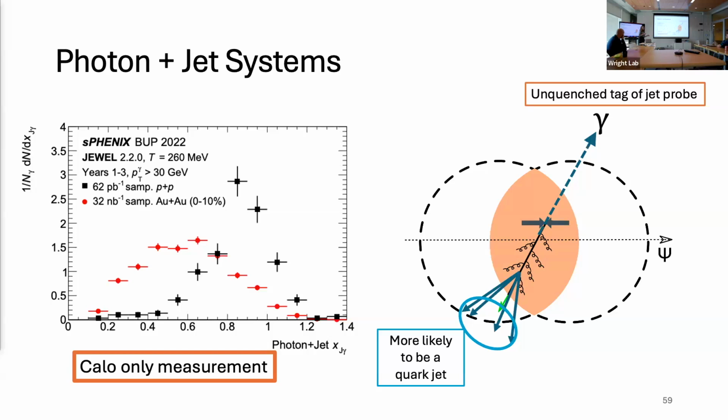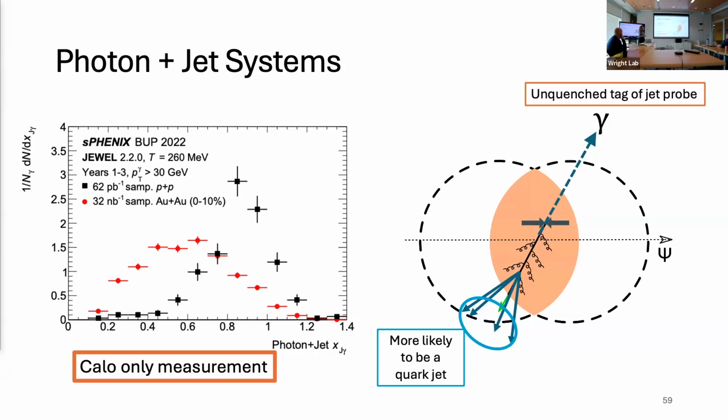Going on to then looking at the flavor dependence. One really interesting thing that you can do in a jet system is, instead of looking at jets that are produced inclusively or back to back with another jet, you can look at a jet that's produced back to back with a photon. The photon is great because it doesn't interact with the medium, and so it provides an unquenched tag of the jet probe. If you wanted to just compare in pp, you expect them to be quite balanced, and if you go to AA, they're probably going to be less balanced. This is something that we'll be able to measure, again, in sPHENIX using the calorimeter only data set.